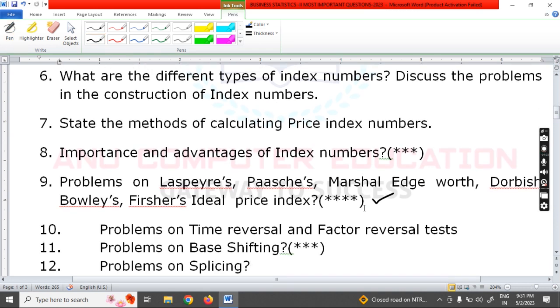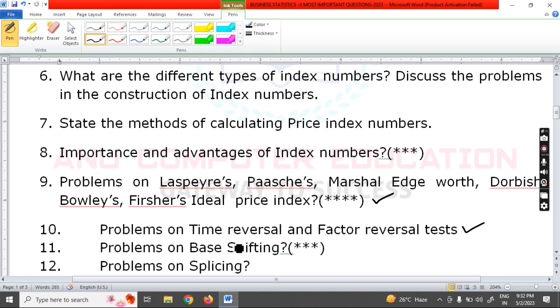Next, time reversal and factor reversal. Once you learn question number 9, or Laspeyres, Paasche and whatever methods are there, it will almost cover your long answer. The next question is time reversal and factor reversal. Fisher's ideal index number satisfies both the time reversal test and the factor reversal test, and you have to write both. P01 into P10 is equal to 1, and the factor reversal test is nothing but P01 into Q01, you should get the value index. Next, base shifting. This is also one of the important questions. They will give one question in which one particular year will be the base year.